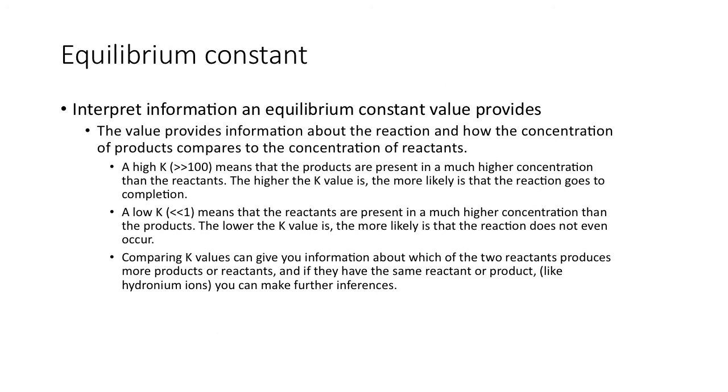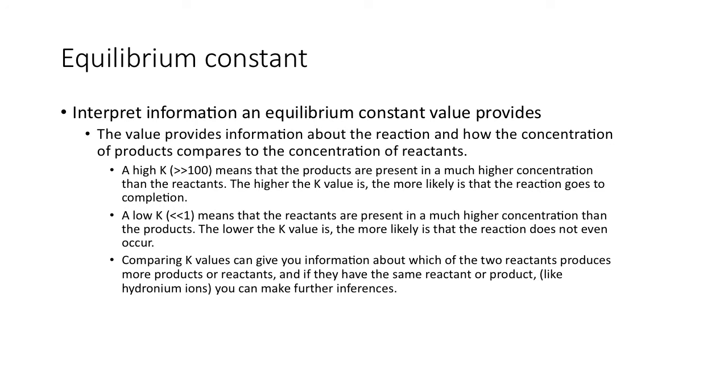So what does this information give us? It gives us information about how the concentration of products compares to the concentration of reactants. A high K means that the products are present in a much higher concentration than the reactants. So effectively, it's all products. Therefore, the reaction goes to completion, meaning there's almost no reactants left, only products.